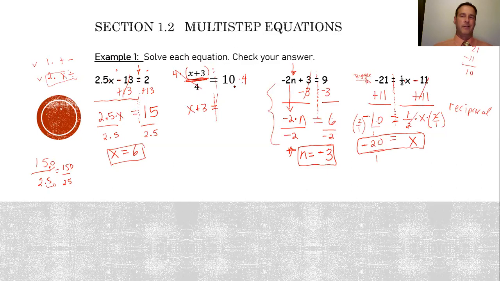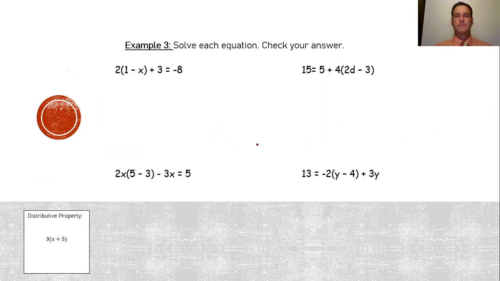4 times 10. I'm going to guess that's 40. All right. Okay, so the second step is to solve for x. What do I do to get this x by itself? Well, I got this +3. The opposite of add 3, the inverse operation, is to subtract 3. And so 40 minus 3 is 37.